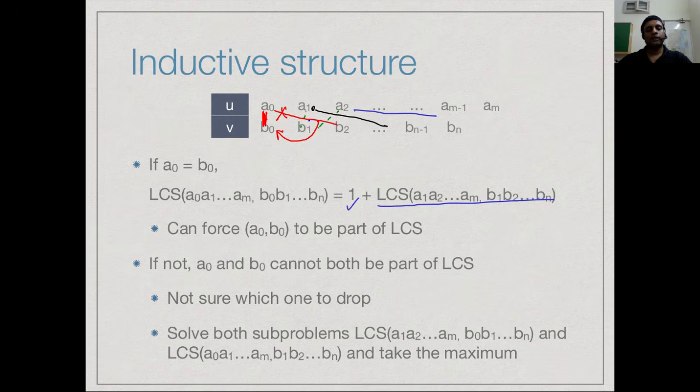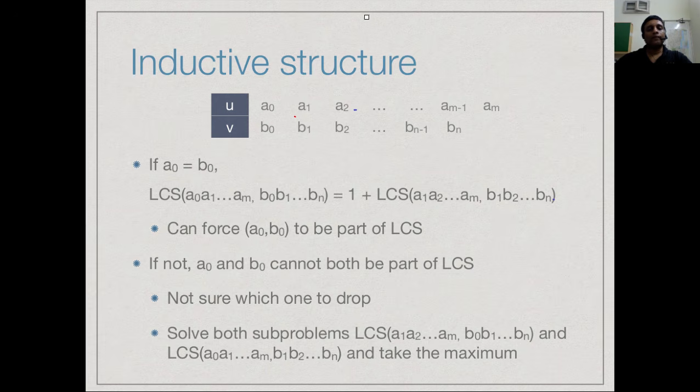Right? So turning this argument backwards, it says that if A0 is equal to B0, it is very safe to assume that A0, B0 forms part of the solution and proceed with the rest of the problem. So we can look at the subproblem from A1 and B1. So this is the first case: if A0 is equal to B0, we can look at this subproblem from A1 to B1.